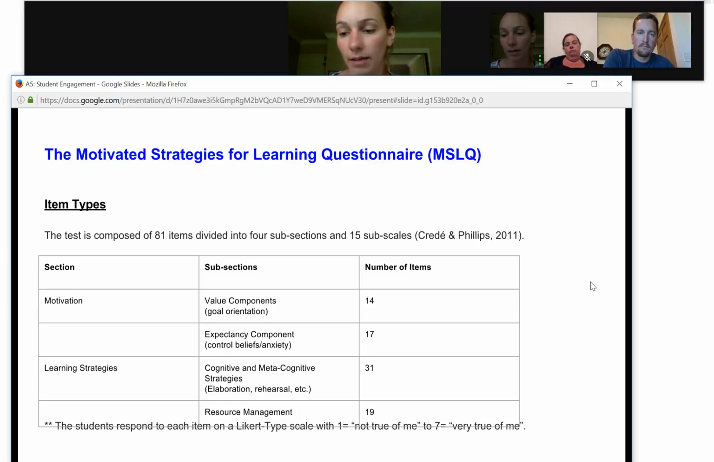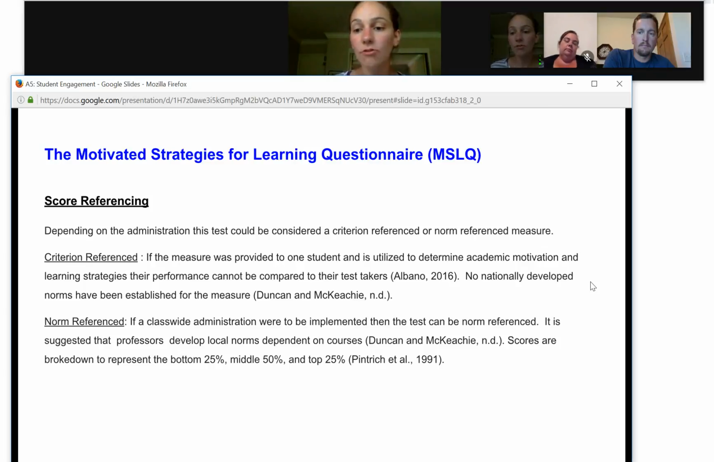For each item, the students respond with a Likert type scale, with 1 being not true of me and 7 being true of me. So how do they respond, or how do they relate to each item type? For example, an item can state, when I'm completing work, I look for a place where I can work quietly and concentrate. The student would then respond with whether or not they believe that statement is true of their work ability or not true of their ability to complete a task.